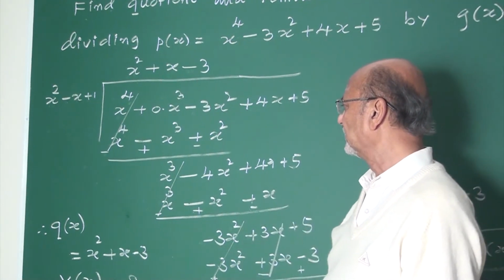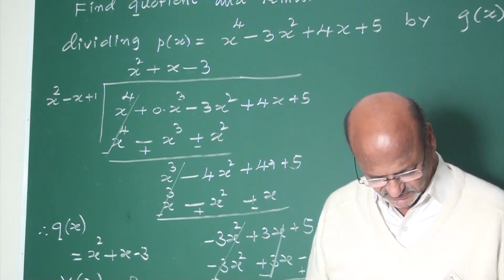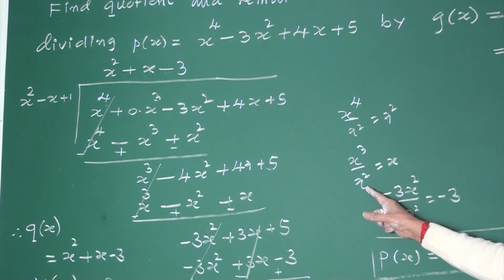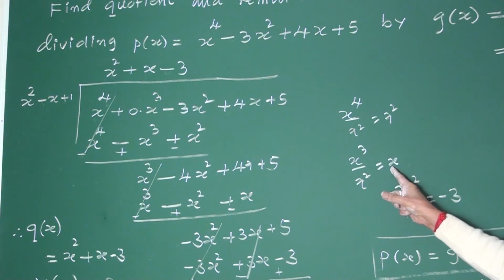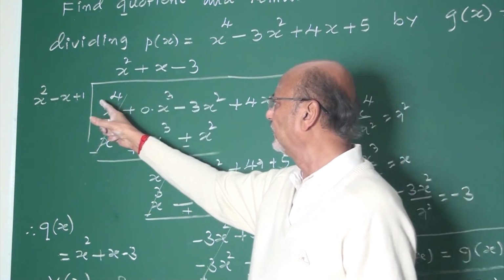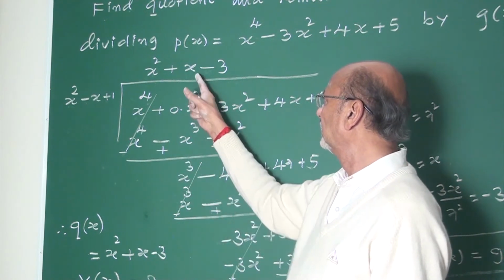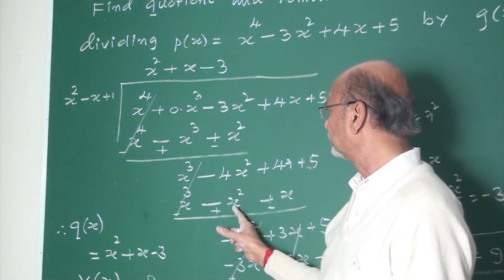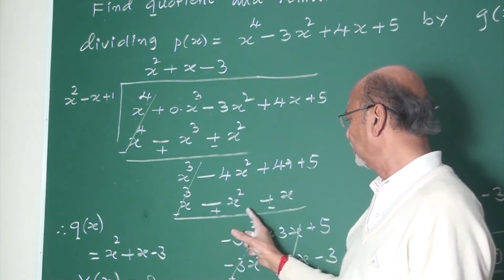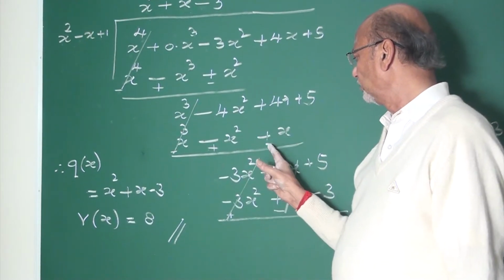Yes, my friend. What is next? We are dividing this x cube by x squared. The same thing you write here. Second, x cube, we are dividing by x squared. X cube by x square is x. So you write here it is plus x. Once again, you have to divide all these three terms by x. X with x square, x with minus x, x with plus 1. Sign change. Cancellation. Minus 4 plus 1, plus 4 minus 1.